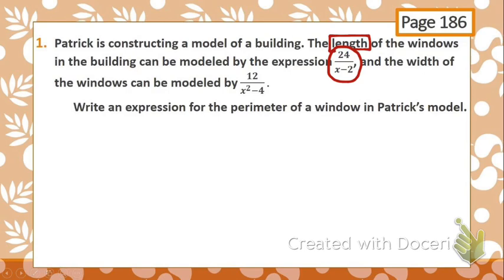What else do we know about these windows? They also have a width. What's the width? 12 over x squared minus 4.